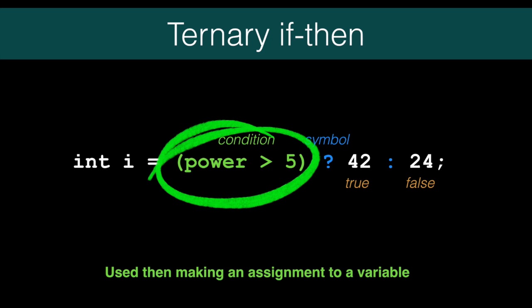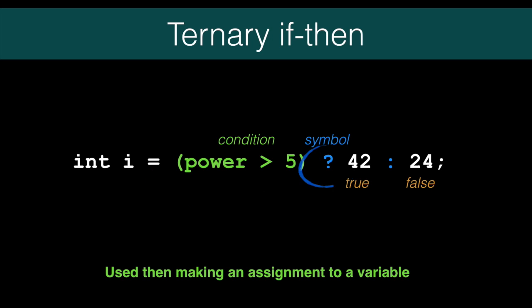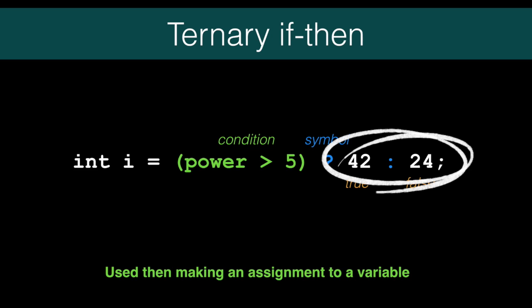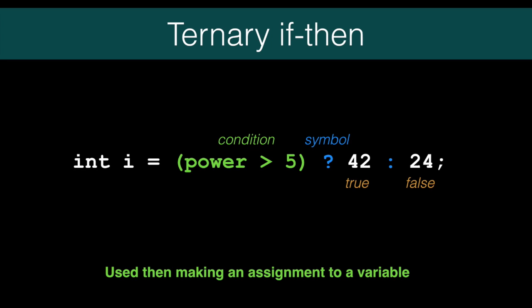The first part is the expression to test. Next, we use the question mark to note that this is an if-then test. Finally, we put the two possible values separated by a colon. If the condition is true, the variable is set to the first value. Otherwise, it's set to the second value. There are no possible ways to handle an else in this expression. Let's go play with this in the editor.